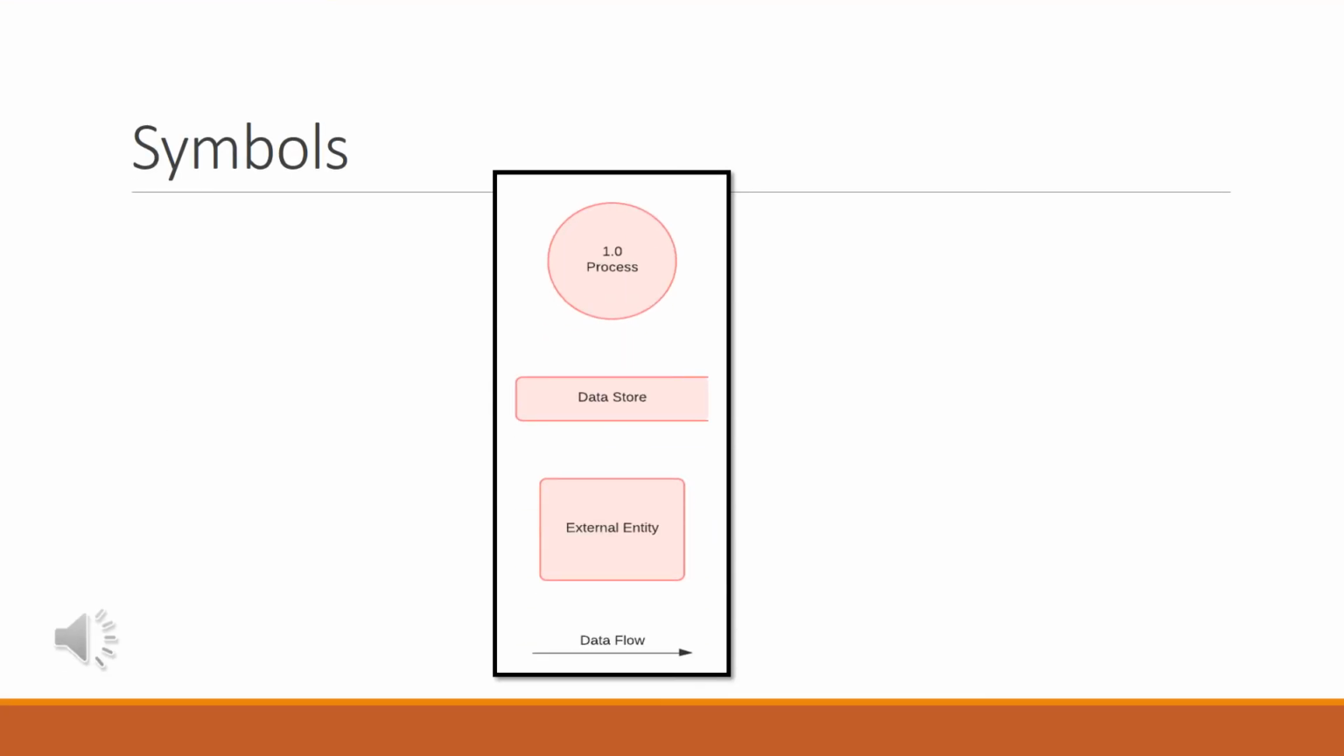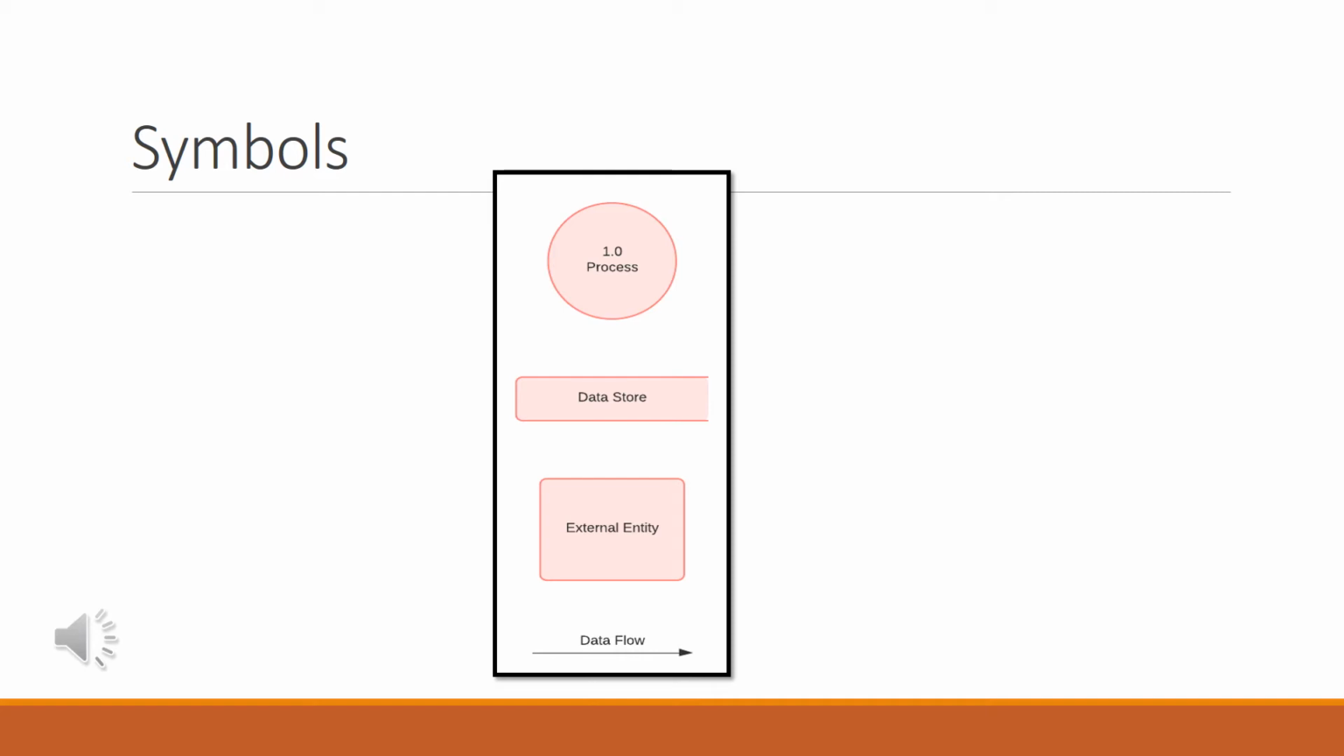Now these are the graphical representation of all the symbols that we are using in a data flow diagram. The first one represents the process. This oval shape denotes the process in the DFD that is used to transform the incoming input into the outgoing output. The second one is the open rectangle, that is representing the data storage.